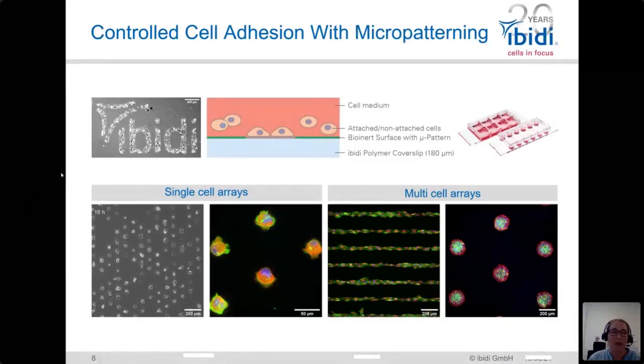For example, here the cells are patterned in the shape of our logo. But other examples of possible patterns are single cell spots, like here on the left side, or stripes, or multi-cell arrays with big round cell patches.